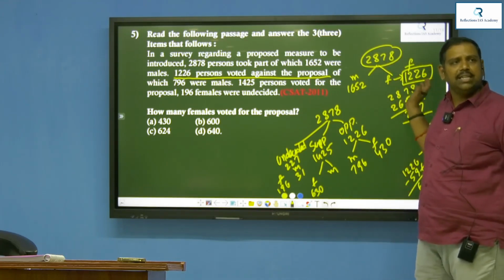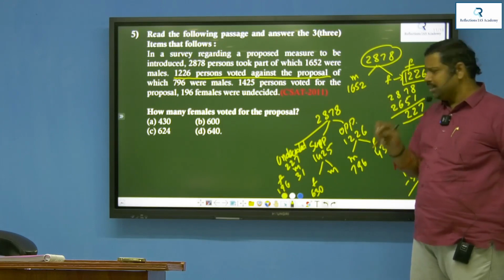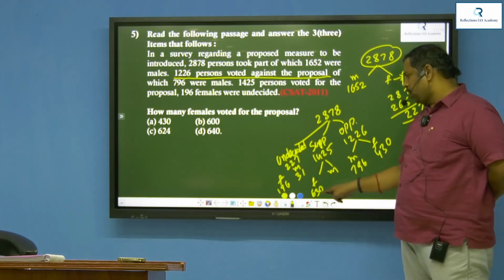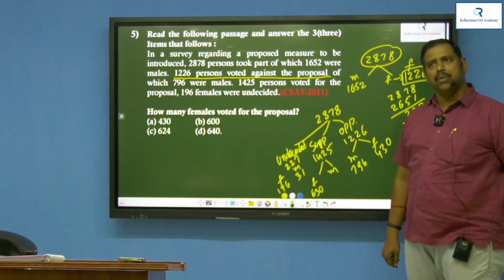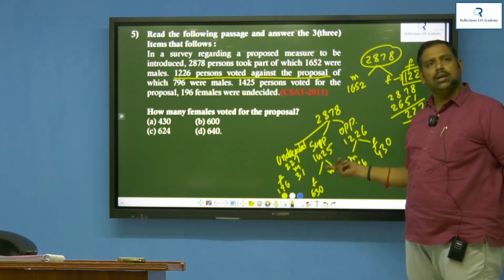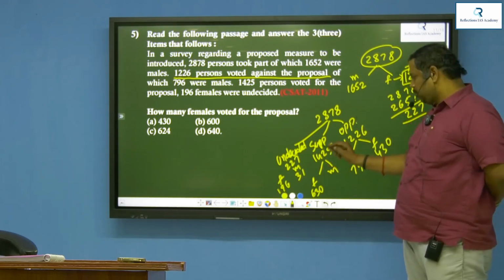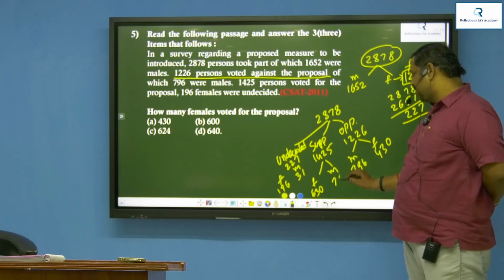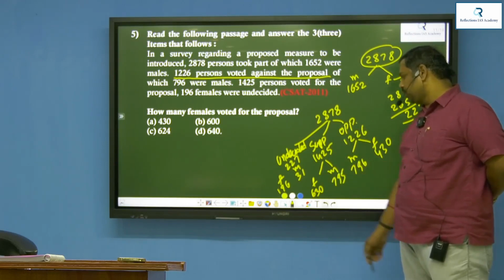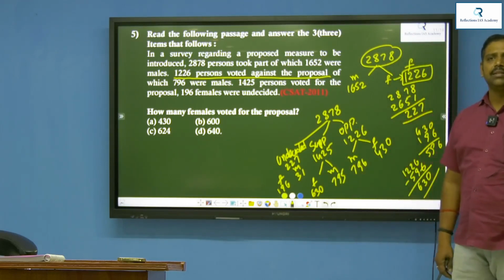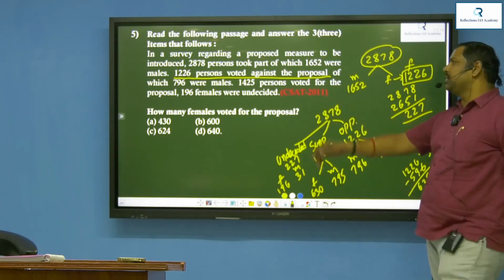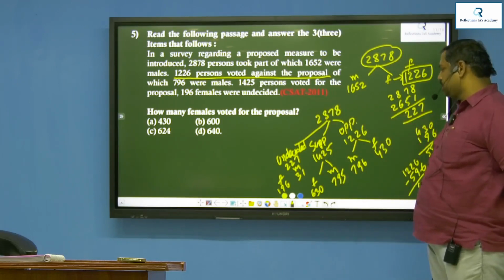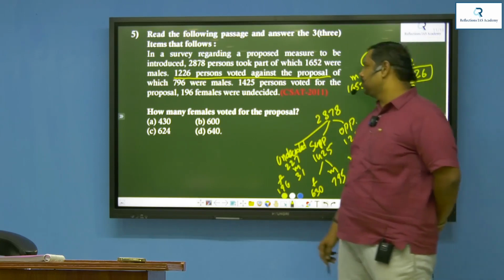By using the same concept, I can go with the males also. Or else, so total support is 1425. After that 630 are females, means the remaining are males. Okay, what's the difference? 795. 795 are males. Okay. So now what is asked? How many females voted for the proposal? How many females voted? 630.